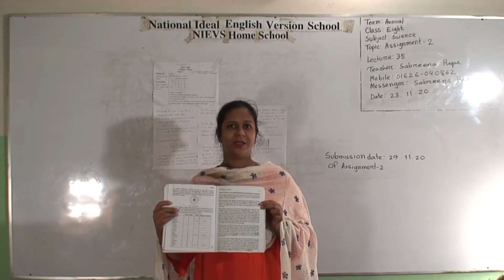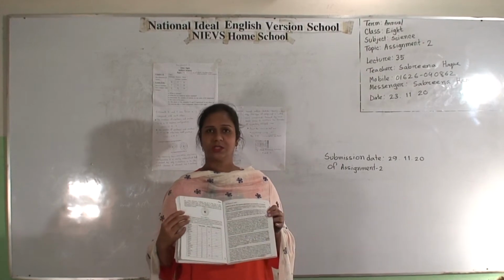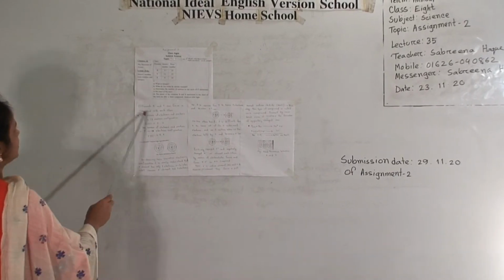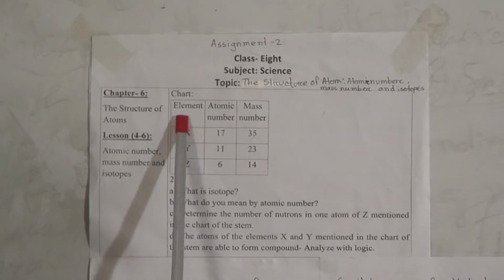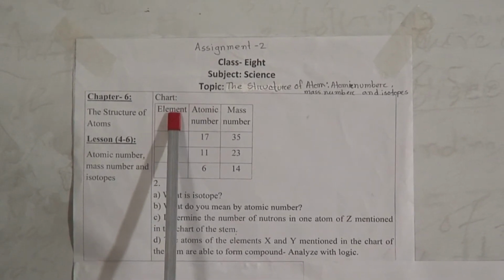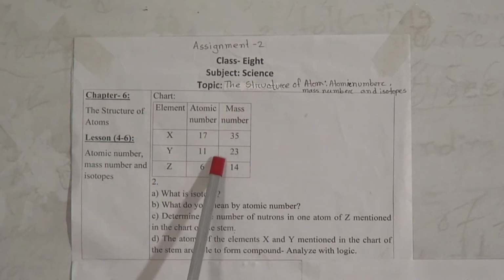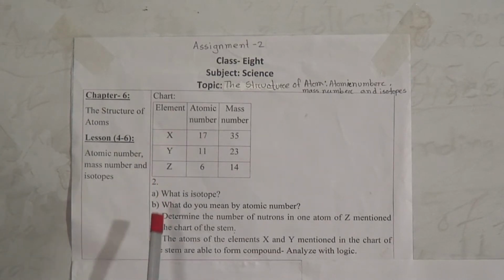You will get this question answer in lesson 12 to 13, so follow the class with your textbook and your copy. Dear students, this is the stem of question 2. First there is the element's name, second there is the atomic number, and third there is the mass number. Here in question D, the atoms of elements X and Y mentioned in the chart of the stem are able to form a compound. Analyze with logic.